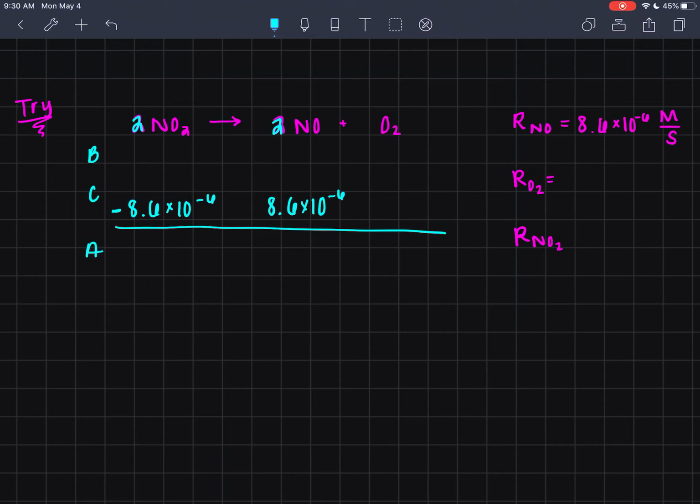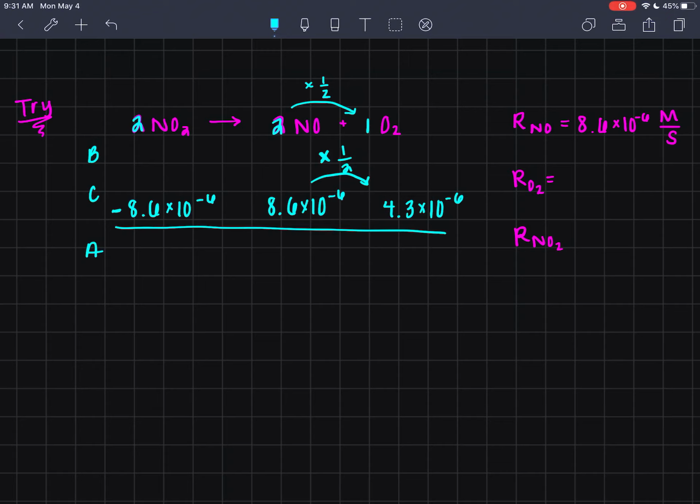Now, once again, nitrogen dioxide is a reactant, so I know it is being consumed, so this is technically a negative value. My oxygen compared to nitrogen monoxide is a 2-to-1 ratio. So what I'm essentially going to have to do is, instead of multiplying by a factor that's going to increase my rate, I need to multiply by a factor that's going to decrease it by 2, aka multiply by 1/2. 2 times 1/2 is what gets you 1. So I'm going to do the same thing with my rates right here. When I multiply by 1/2, I get 4.3 times 10 to the negative 6.